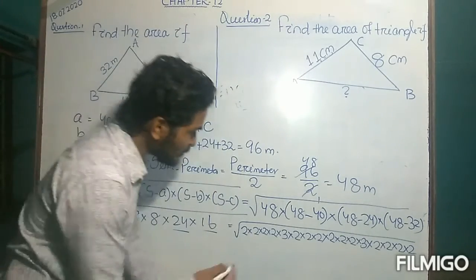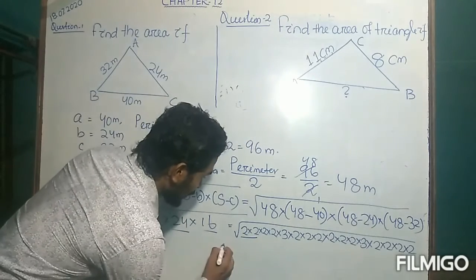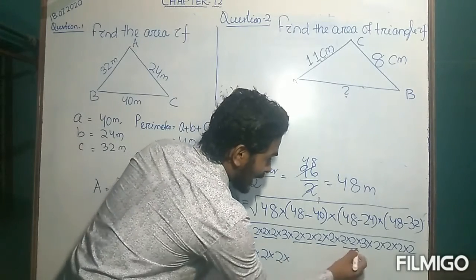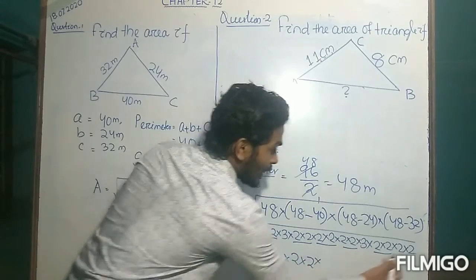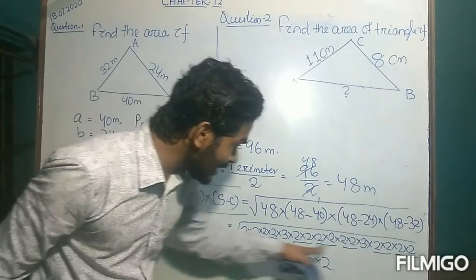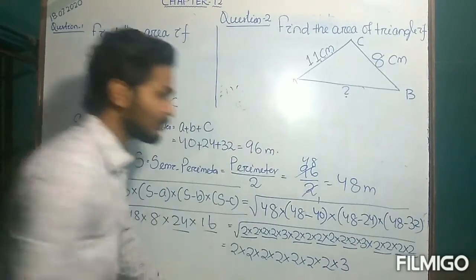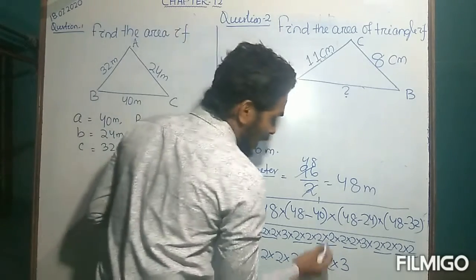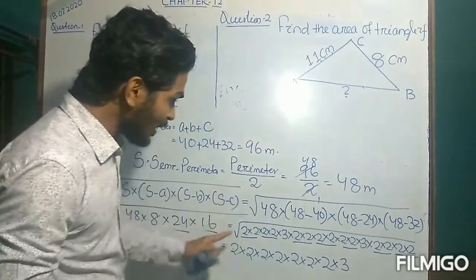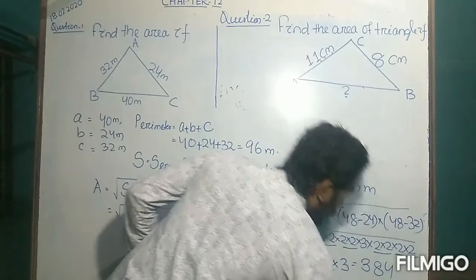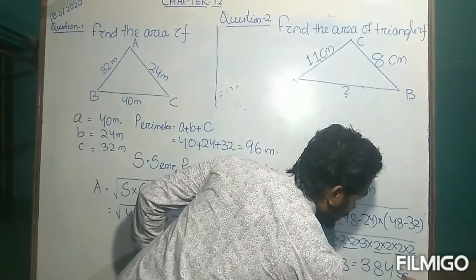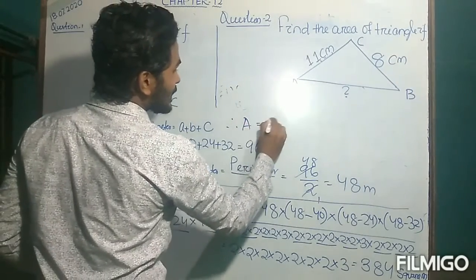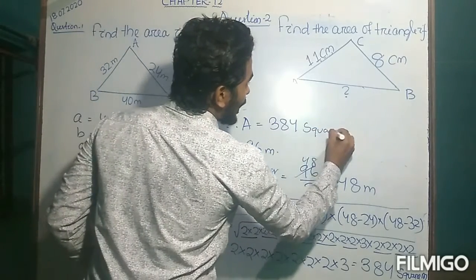Now find the square root. See how many 2's are there? For each pair of 2 2 you can write a single 2. How many remaining are there? 1 3, 2 3, so for the pair of 3 write a single 3. Now the answer is 2 times 2 is 4, times 2 is 8, times 2 is 16, times 2 is 32, times 2 is 64, times 2 is 128, into 3. 128 into 3 is 384. Since we are finding the area, the unit will be square meter. So hence the area of the triangle is 384 square meter.